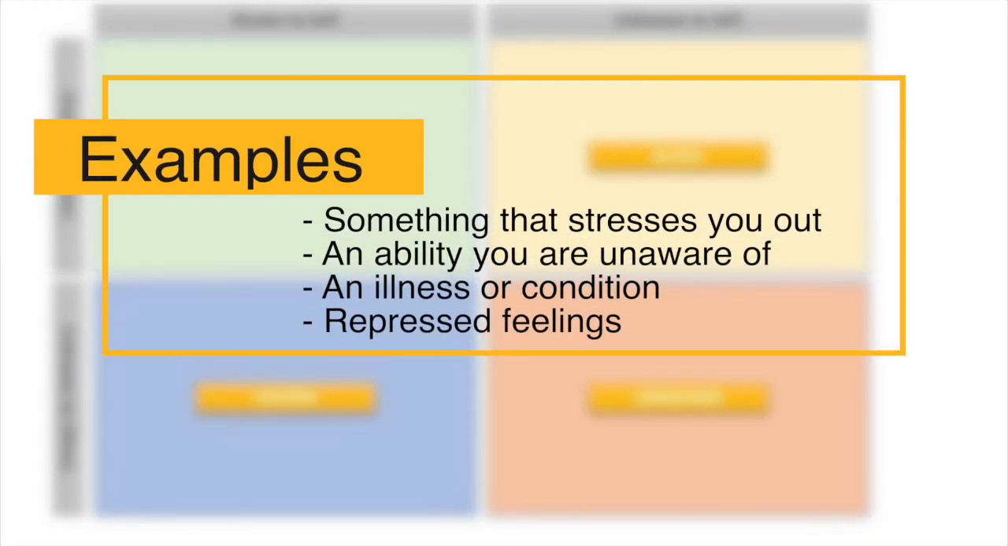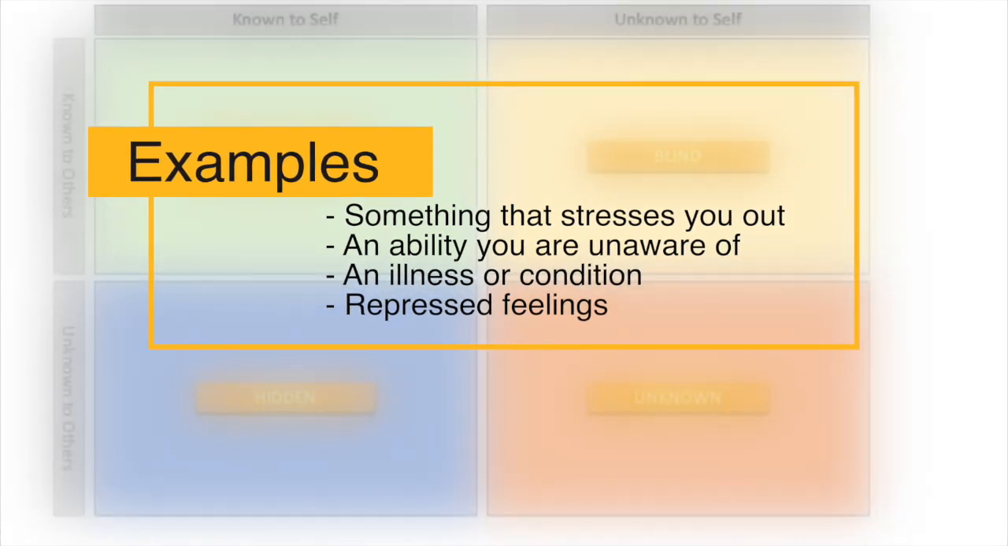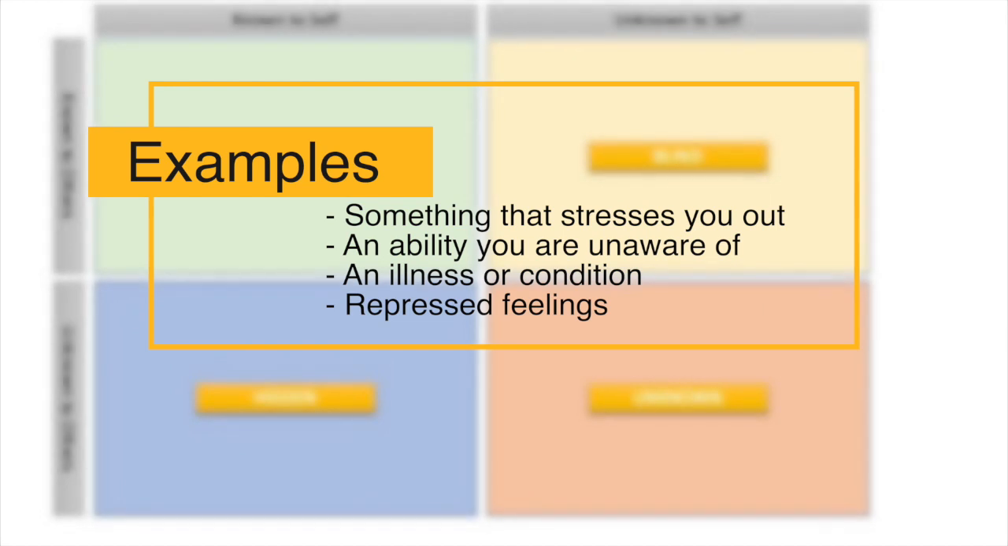A stress that you have that others are unaware of, for example, missing deadlines. An ability that you have that is underestimated, possibly through a lack of opportunity, confidence or training. An unknown illness. Repressed or subconscious feelings. For example, in a work setting, an employee's contact with their boss may help them understand how their experiences both in and out of work can have an impact on their performance. This discovery about themselves would reduce the size of their unknown area.